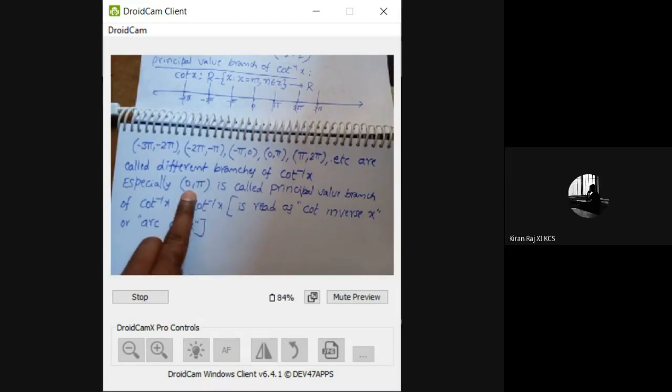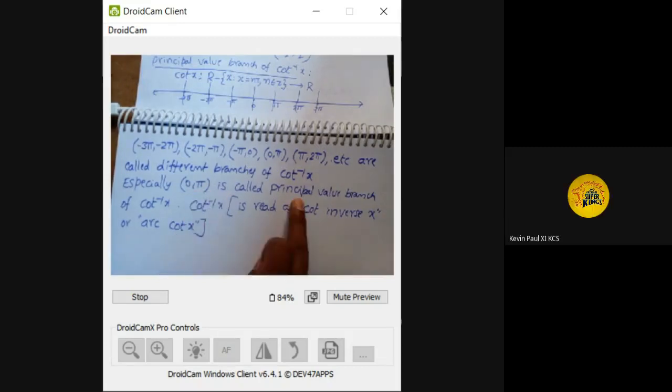Kiran Raj. Open interval of 0, pi is called principal value branch of cot inverse x. It is read as cot inverse x or arc cot x. Very good, Kiran Raj. Kevin Paul. Open interval 0, pi is called principal value branch of cot inverse x. Cot inverse x is also read as cot inverse x or arc cot x.